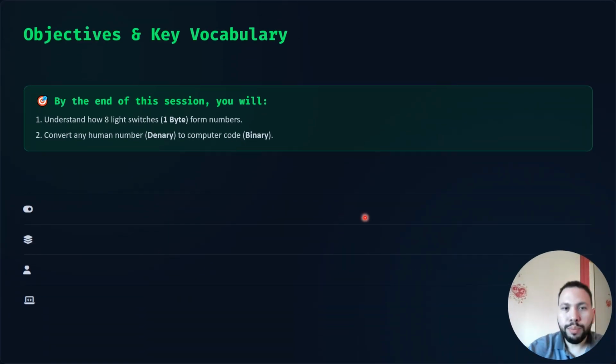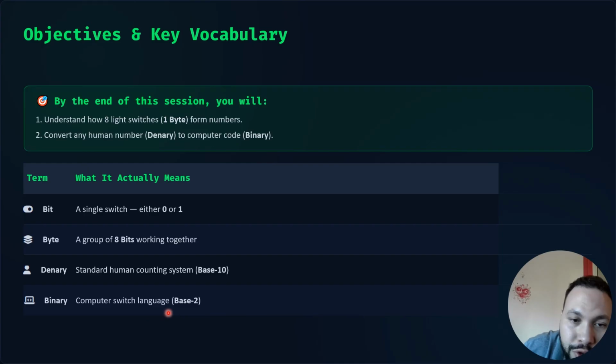Okay, so here I want you to know the meaning of bit, the meaning of byte, the meaning of binary, the meaning of denary. Binary means 2. Binary: computer switches, language, base 2. Denary is the standard human counting system, that means base 10.